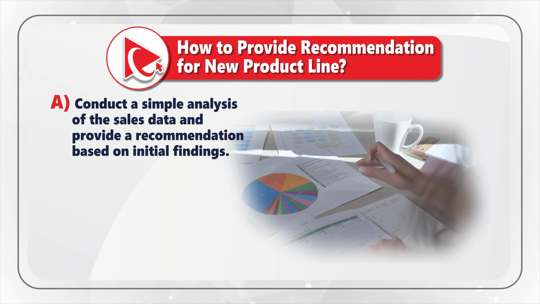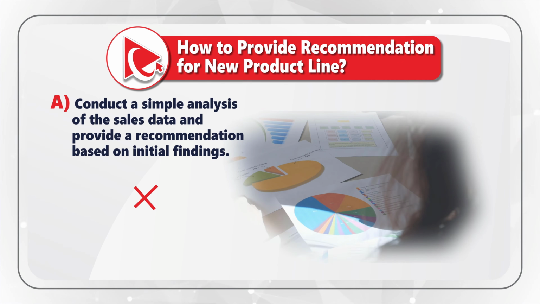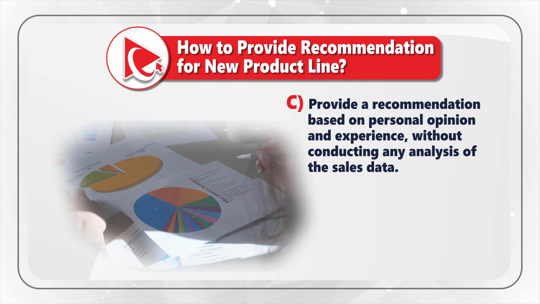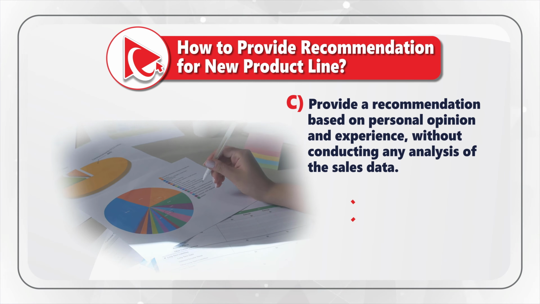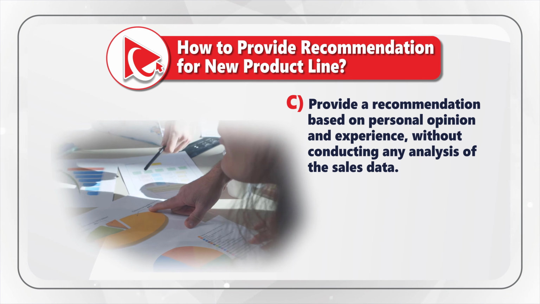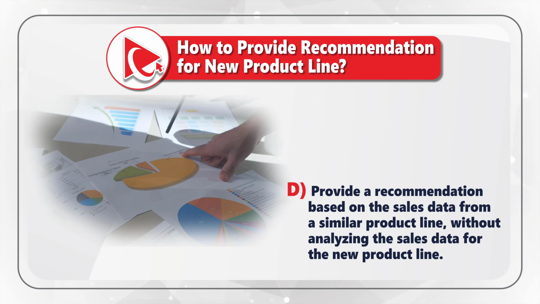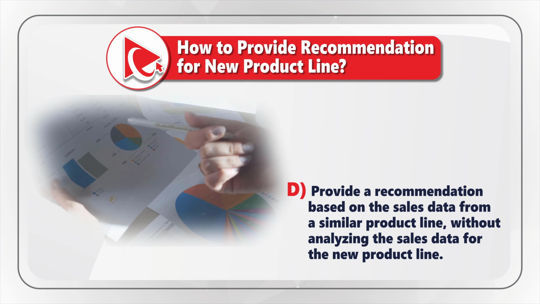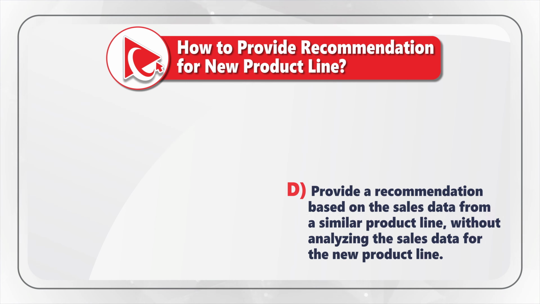Option A is too simplistic and can result in an incomplete assessment of the sales data. Option C is unreliable and can be seen as unprofessional since it's based on personal opinion and experience without any supporting data. And last but not least, choice D is not recommended since it involves using sales data from a similar product line, which may not be relevant to the new product line.